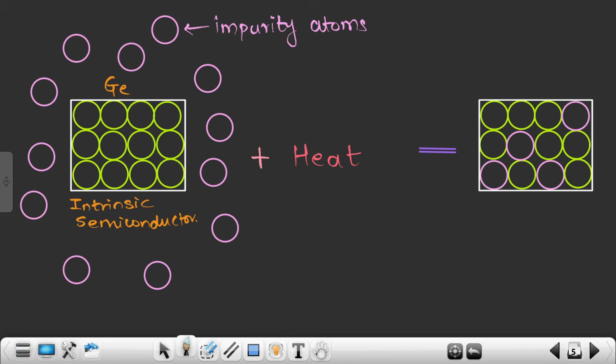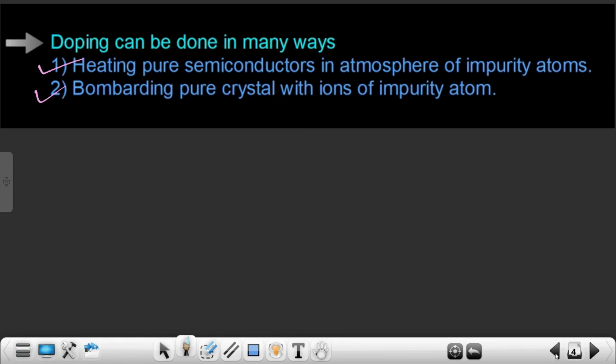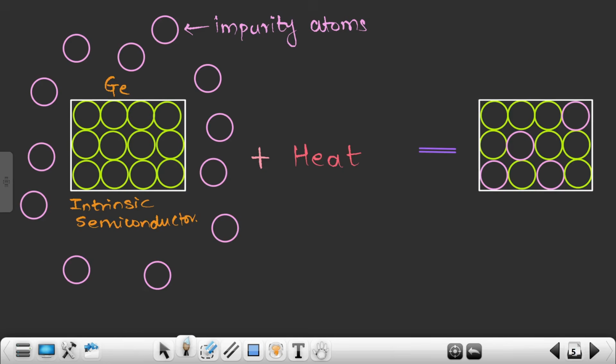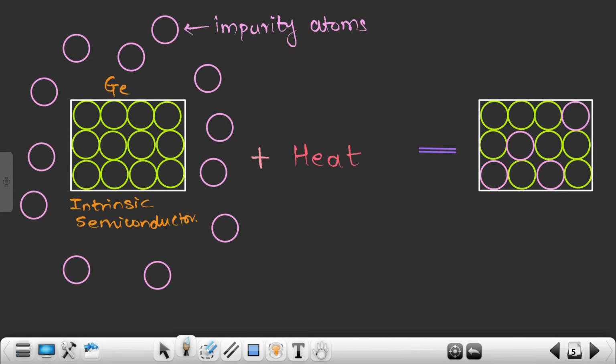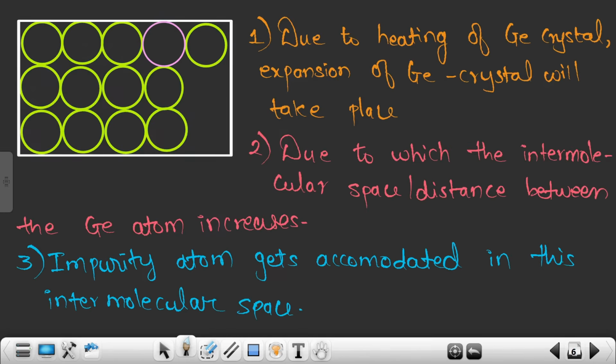And you also understood the two methods of doping. One is heating. When we heat the germanium crystal, the crystal expands, and as the expansion takes place, the intermolecular distance between the atoms increases. In this scenario, the impurity atoms present in the surrounding atmosphere will try to accommodate themselves in that intermolecular space. So this is the overall idea.